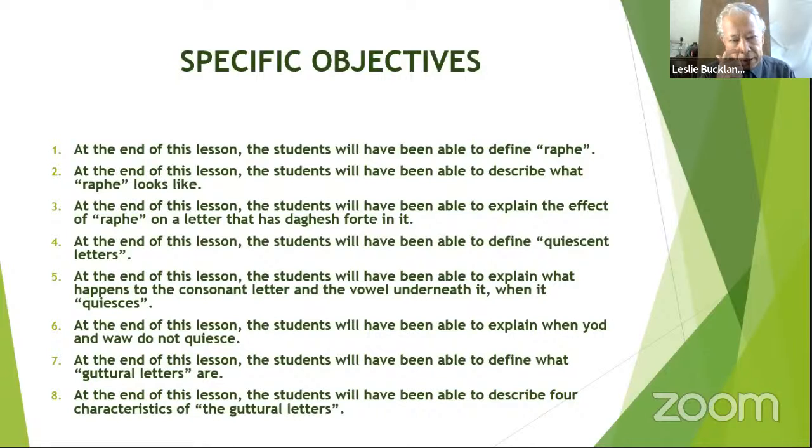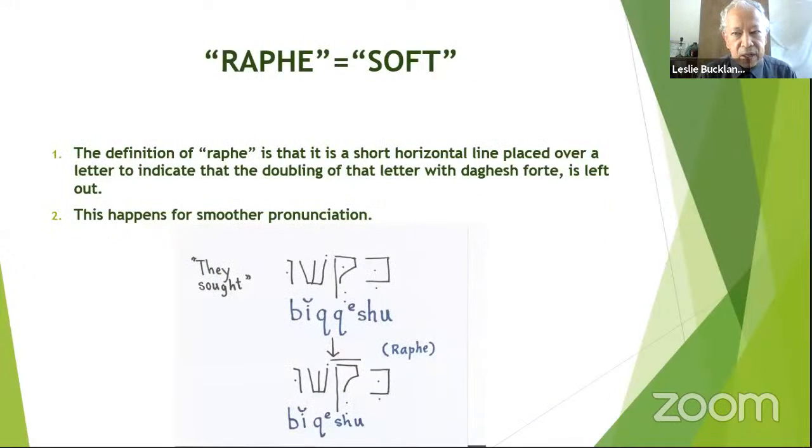Number 6, explain when yod or yoth and waw do not quiesce. Number 7, define what guttural letters are. And 8, describe 4 characteristics of the guttural letters. Now, raphe is a Hebrew word that is translated into English as soft.